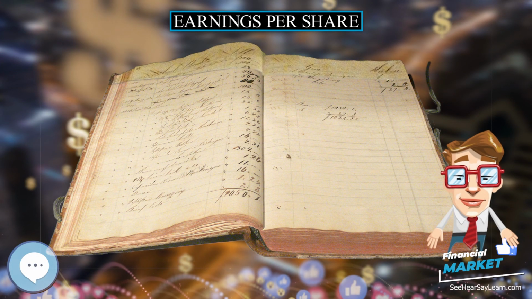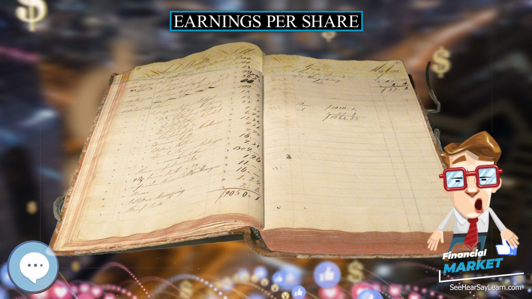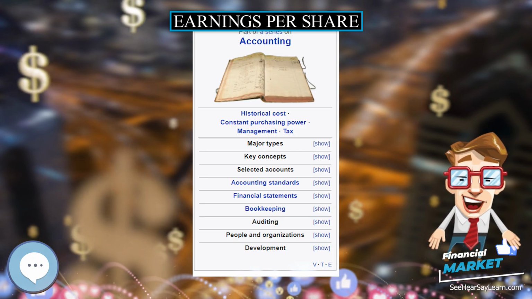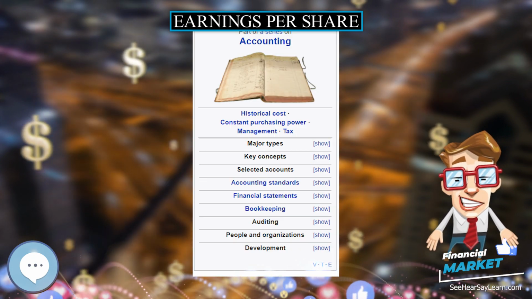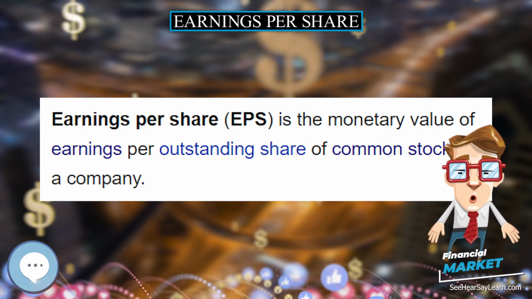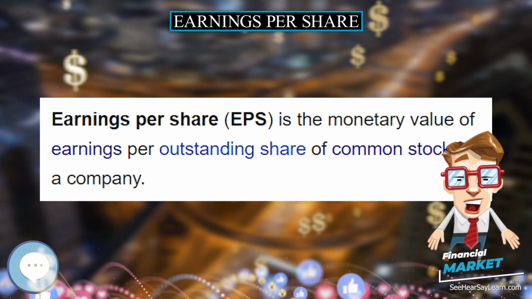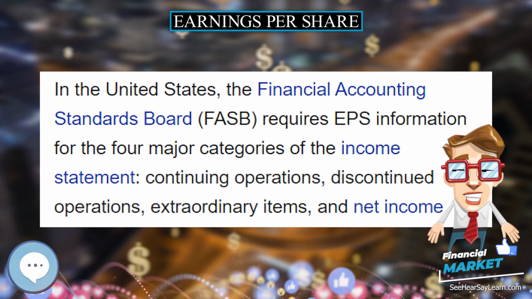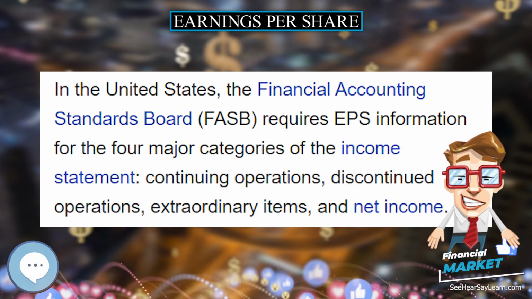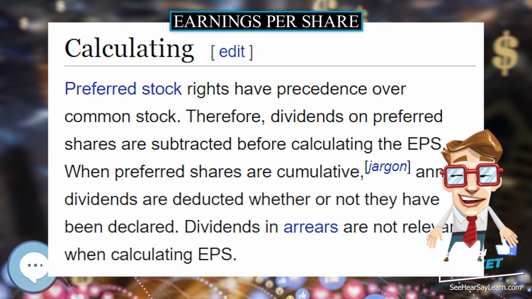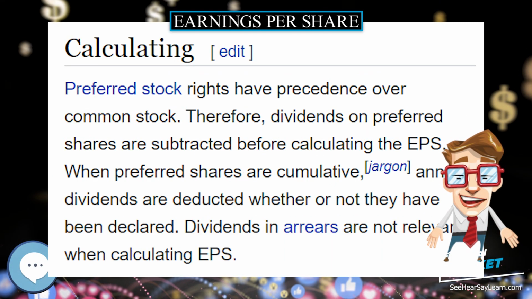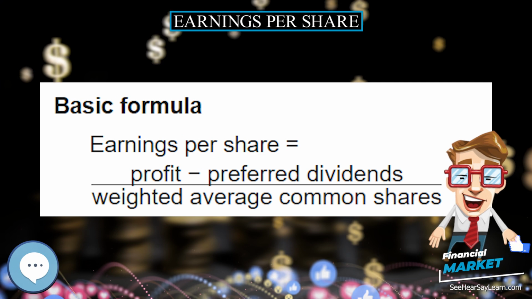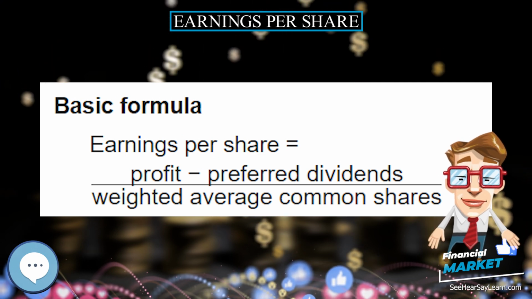Earnings per share. Earnings per share, EPS, is the monetary value of earnings per outstanding share of common stock for a company. In the United States, the Financial Accounting Standards Board, FASB, requires EPS information for the four major categories of the income statement: continuing operations, discontinued operations, extraordinary items, and net income.